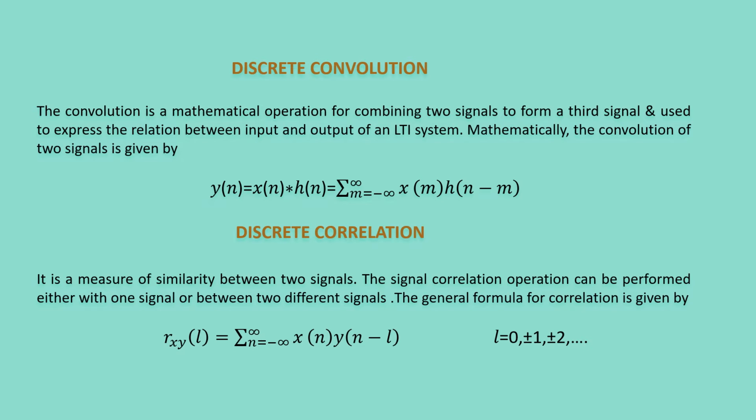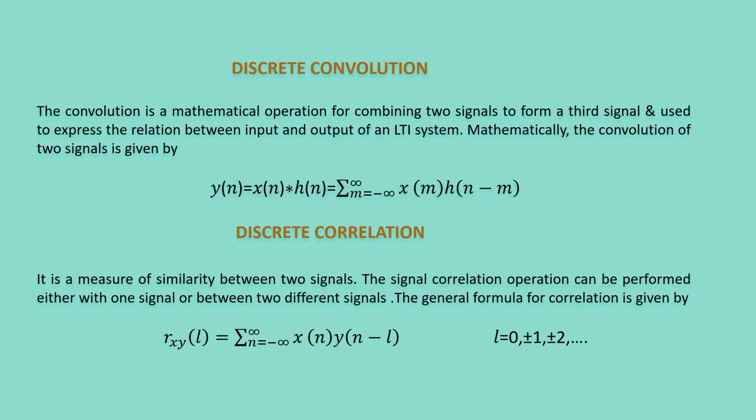Before moving on to discrete correlation, let's know about discrete convolution. Discrete convolution is a mathematical operation which is used to express the relation between input and output with the help of impulse response of a linear time invariant system. In the given equation, x of n is the input and y of n is the output. The convolution can be calculated as y of n equals x of n convolution h of n, where h of n is the impulse response.